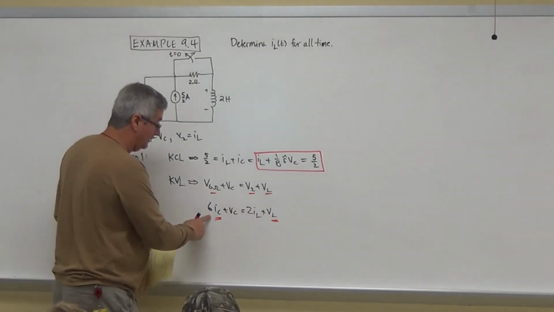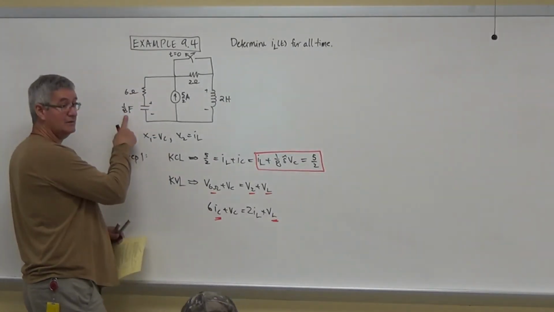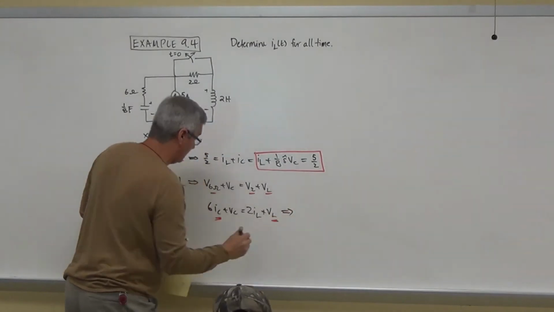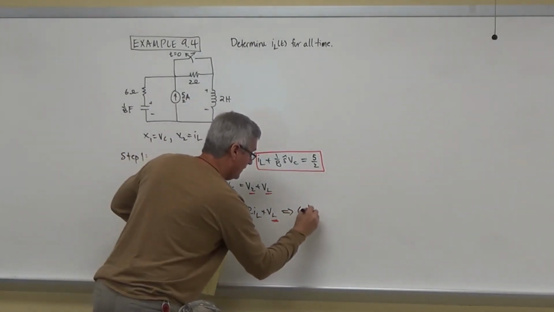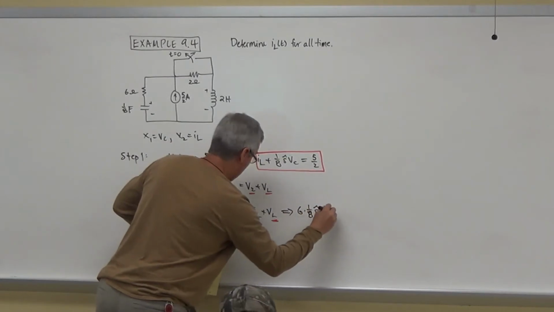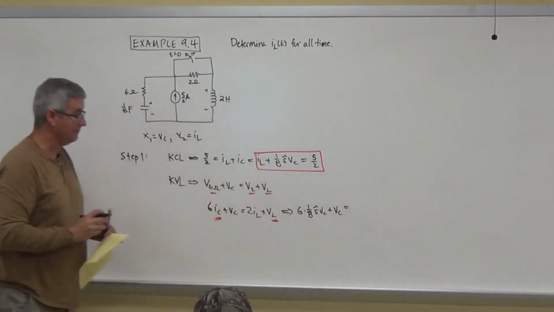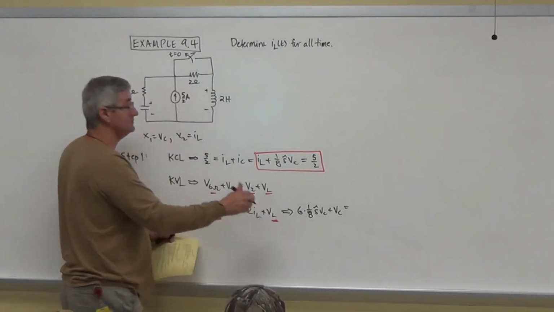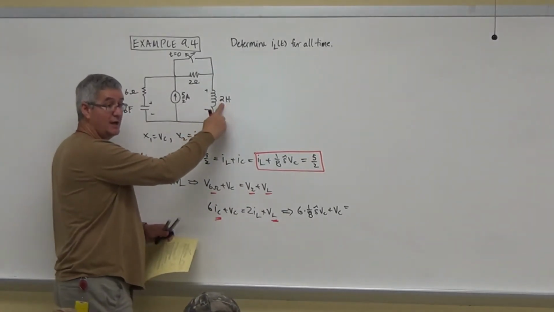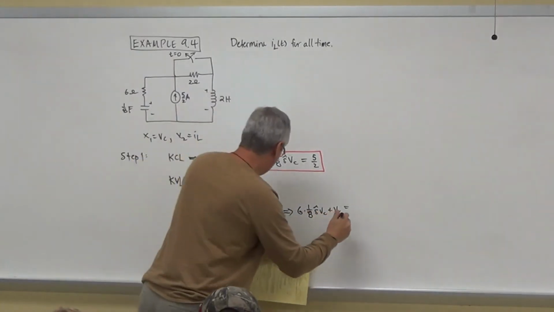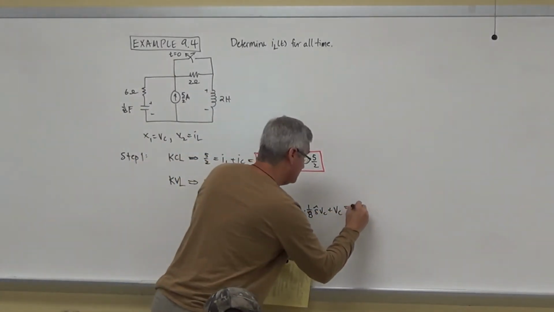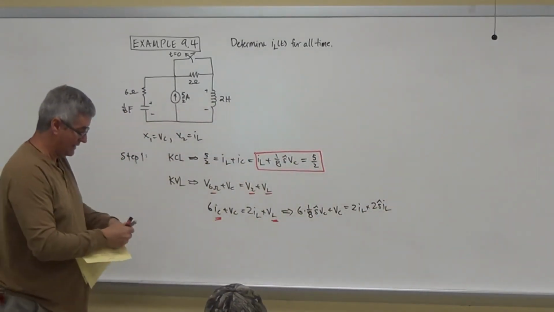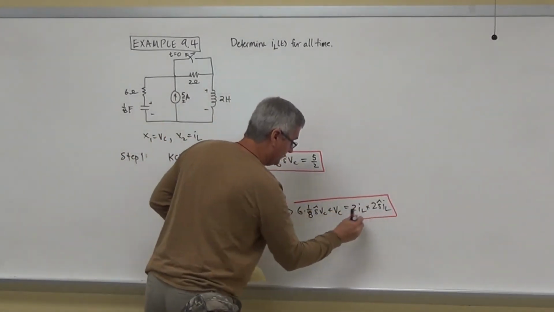So if I look at IC, it has to be 1/8 times S hat VC. So then this tells me that I'm going to get 6 times 1/8 S hat VC plus VC on this side. Then I look at the right side, and I look at VL, so the inductor equation tells me it has to be the inductance times S hat IL, so it has to be 2IL plus 2S hat IL. So right now, I have my equation right here.